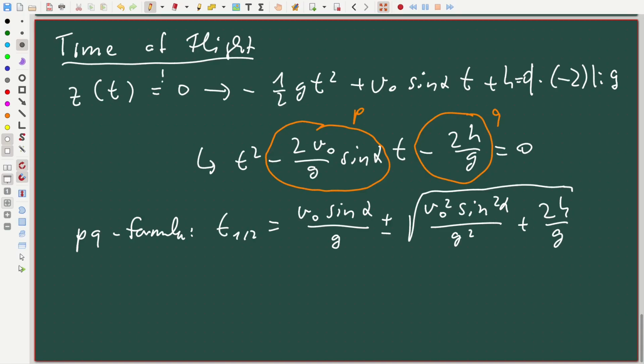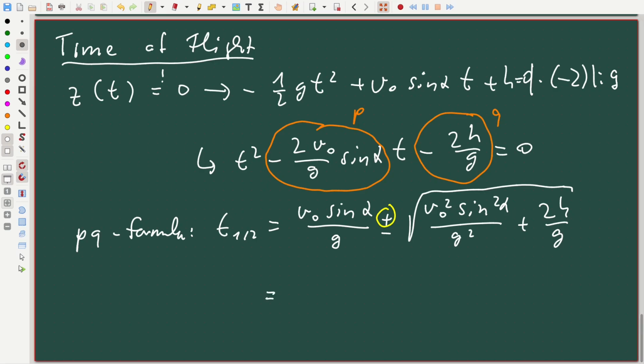Yeah, and this is in principle our solution. We can rearrange this a little bit further. So first of all, I would only concentrate here on this positive sign. The negative one we can reject, and then we can also take out 1/g from this square root, and at the end write everything on a common denominator.